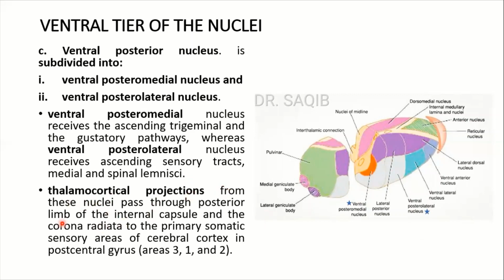Thalamocortical projections from these nuclei pass through the posterior limb of the internal capsule and corona radiata to the primary somatic sensory areas of the cerebral cortex in the post-central gyrus. These are the areas 3, 1, and 2.